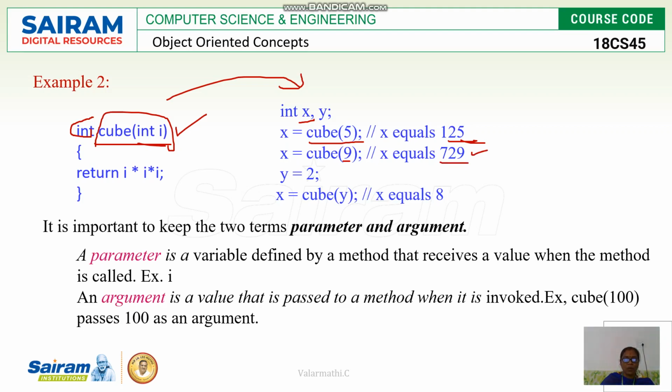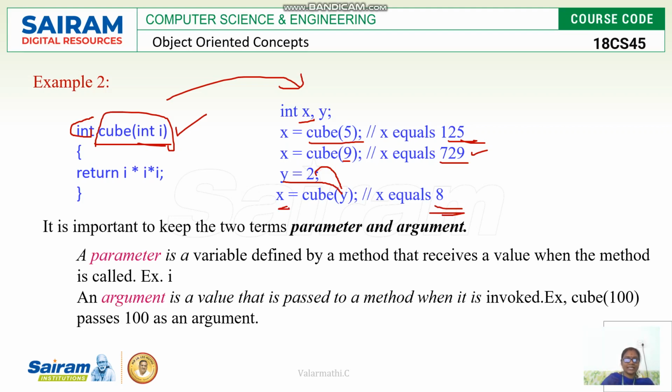Then now I am assigning y equal to 2. Then instead of passing the value 2 here, I am just passing y. So what happens? The value of y is 2 now, right? So the cube of 2 will be calculated exactly. The value of x is now 8.